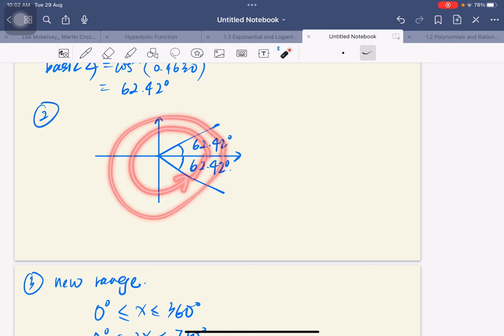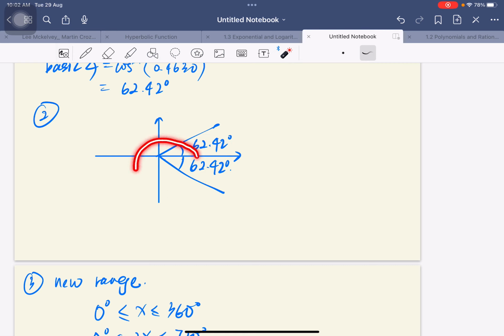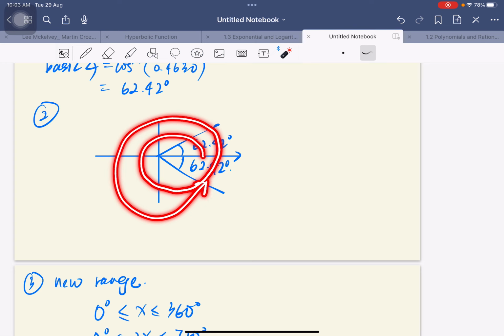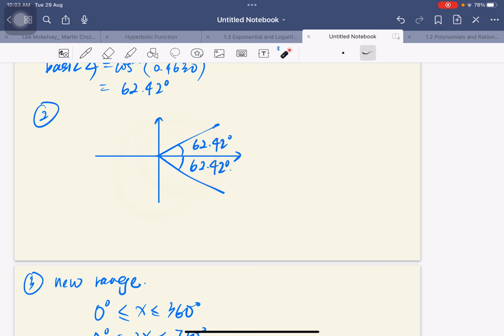That's our second solution. The third solution, we can actually go from here all the way and further on to touch this. This would be one circle, which is 360, plus an additional 62.42. And the last one is go another circle and all the way to here. So we know that 2 circles will be 720 minus 62.42. So that's our fourth solution.